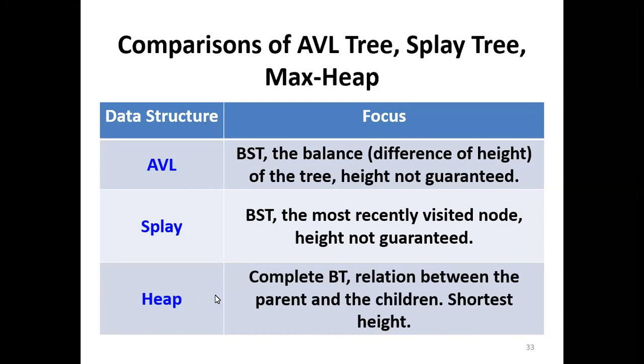And the heap is not really concerned with whether the tree is binary or not. The heap is focusing on whether the tree is complete. So it's looking at a complete binary tree, but it's not looking at whether it is a search tree or not. It also focuses on the relationship between the parent and the children nodes. And most of the time, the complexity depends on the height of the tree.